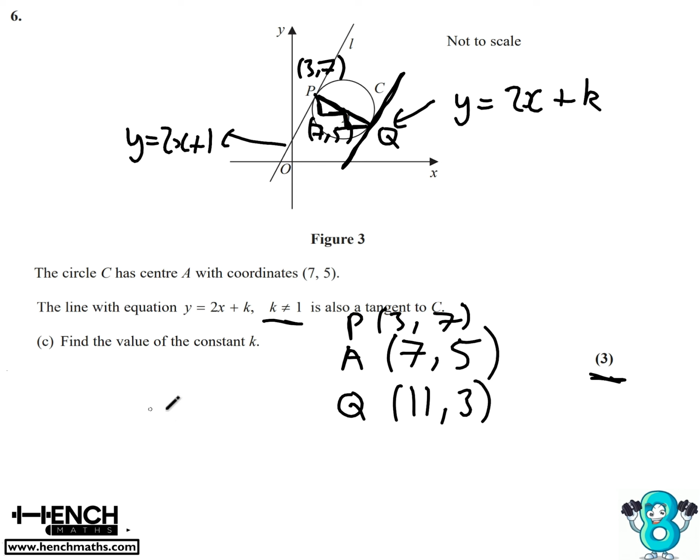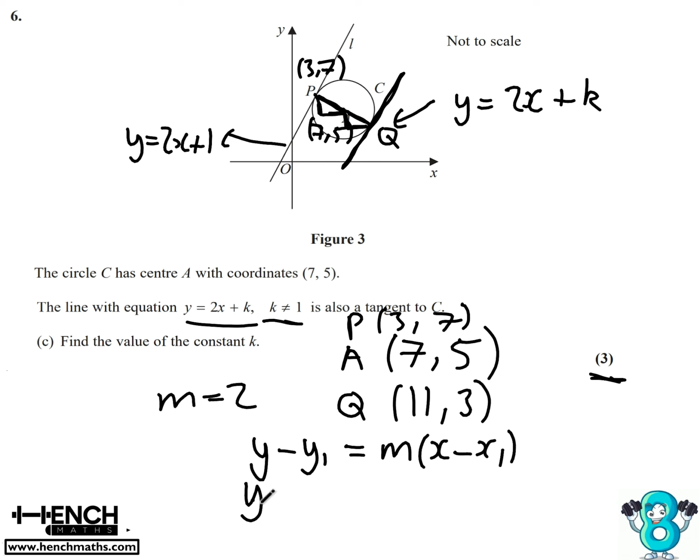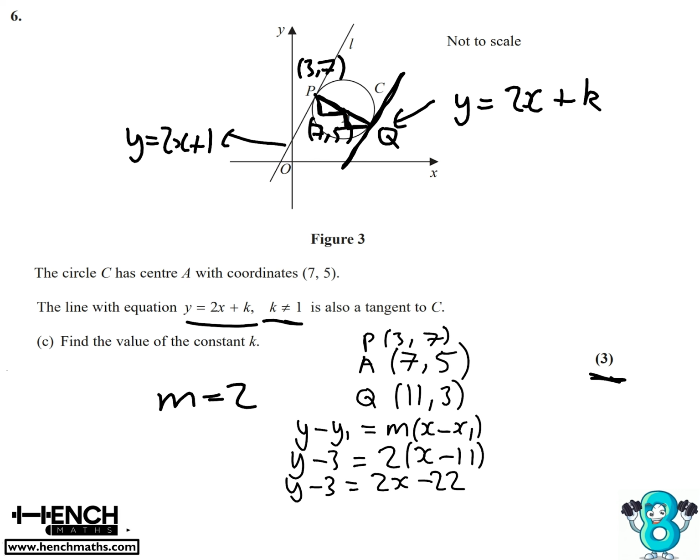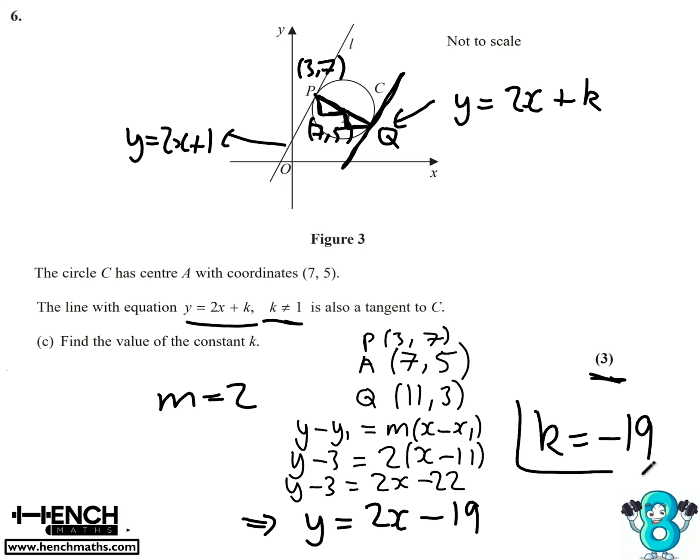We know that the gradient of this line, m, is 2. So I'm going to use y minus y1 equals m(x minus x1). So y subtract 3 is going to be equal to 2(x subtract 11). So y subtract 3 is going to be equal to 2x subtract 22. So y, our final answer, is going to be equal to 2x subtract 19. So that means here that k is equal to negative 19. That's our solution to question 6c.